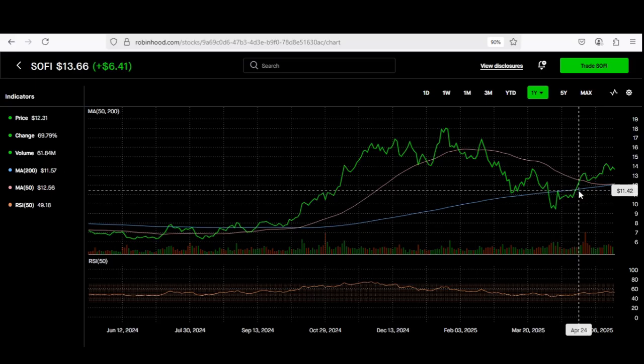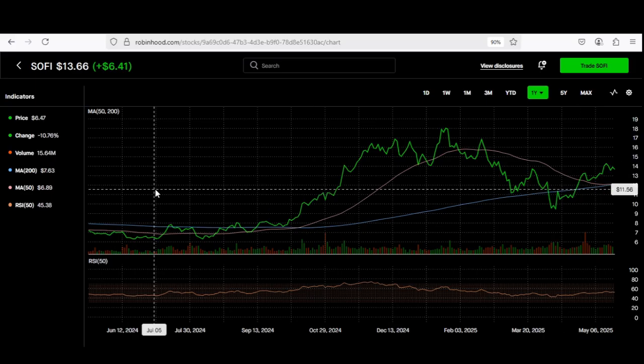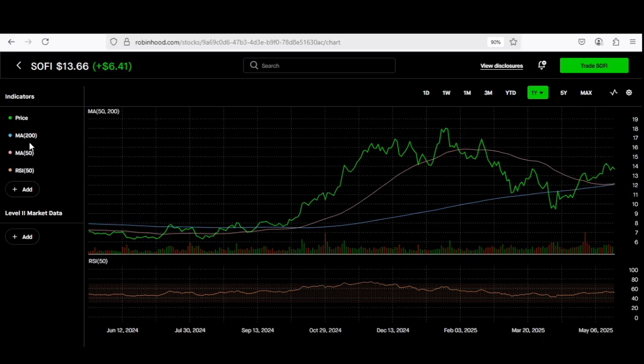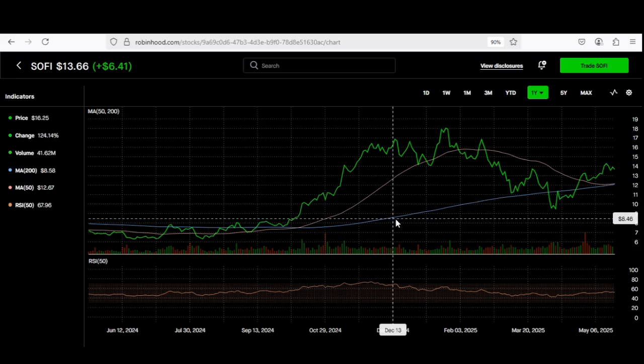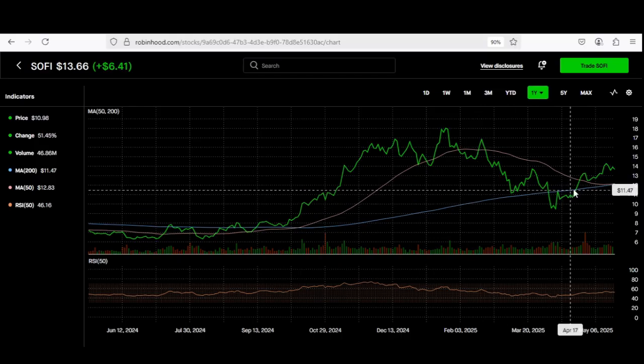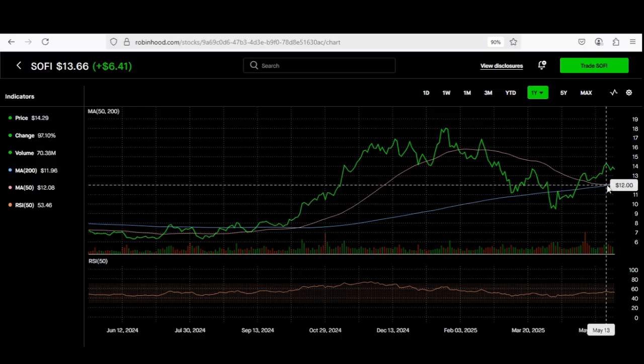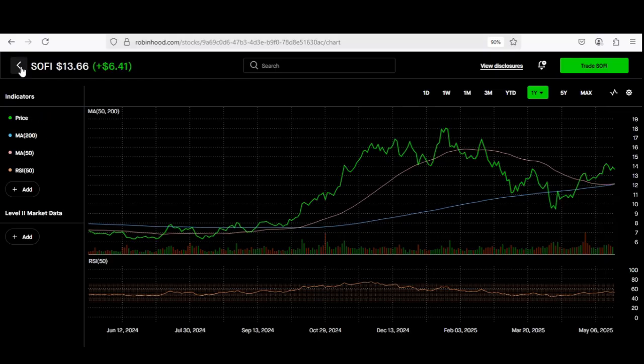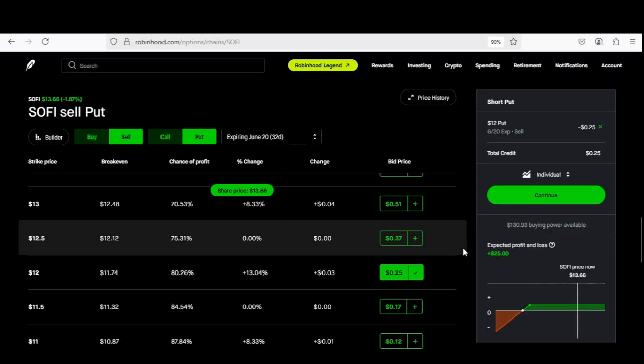This blue line right here is one of my favorite indicators, which is the MA200, or the 200-day moving average. What the 200-day moving average tells you is the average price of the stock over the last 200 days. So by using this indicator, if you go all the way to the end, it's going to tell you the price SoFi should be trading at. It should be around $12. Hence, I went ahead and chose the $12 price. Let's go ahead and get back into that option.